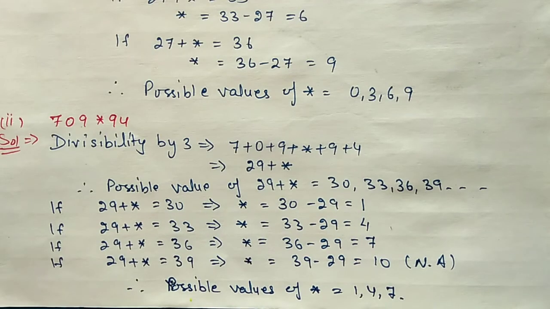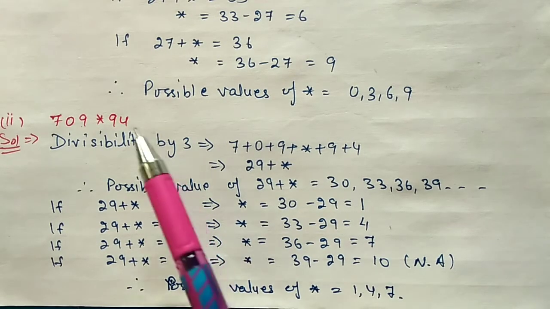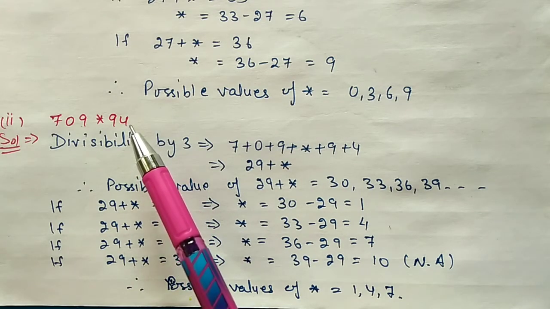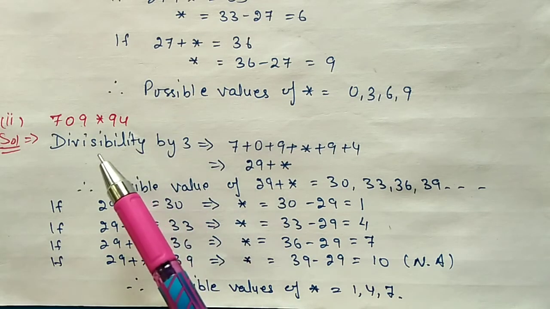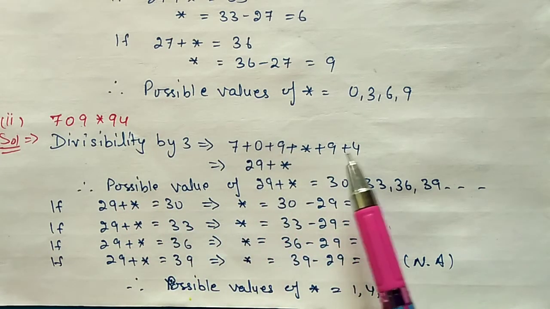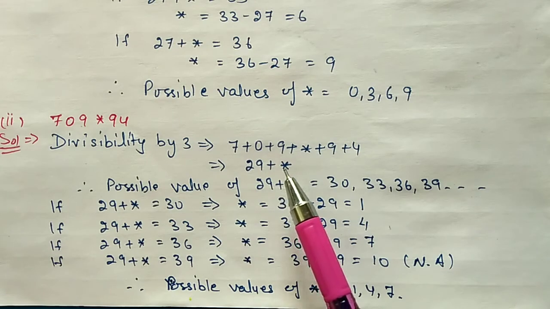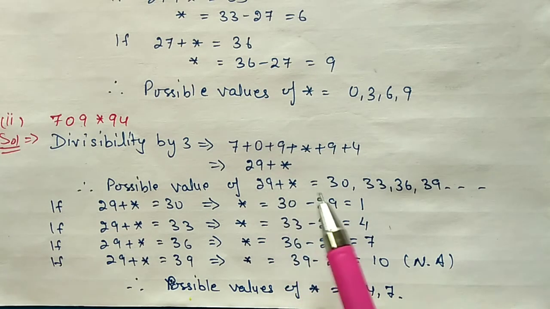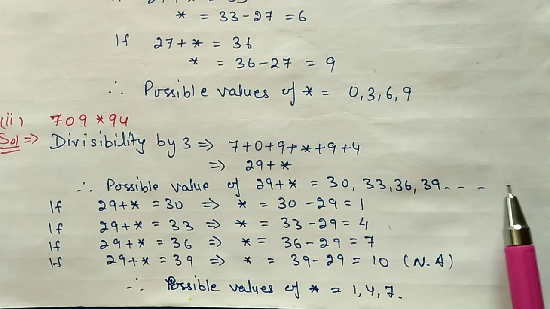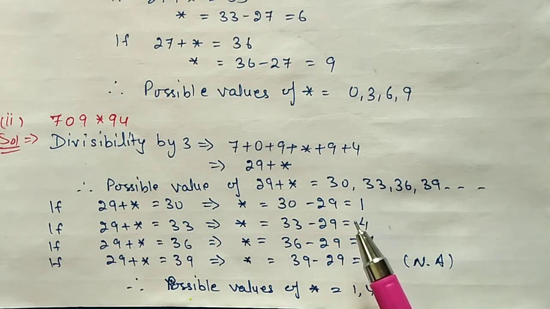Second part of question number 9. Now we have to check the divisibility of 6 for this number. Because the last digit is even, it will be divisible by 2. Now we will check the divisibility of 3. So for 3 we have to add all the digits. We are getting 29 plus star, and this 29 plus star should come in 3 table. So possible values will be 30, 33, 36 and 39 and so on. One by one we will check all these values.